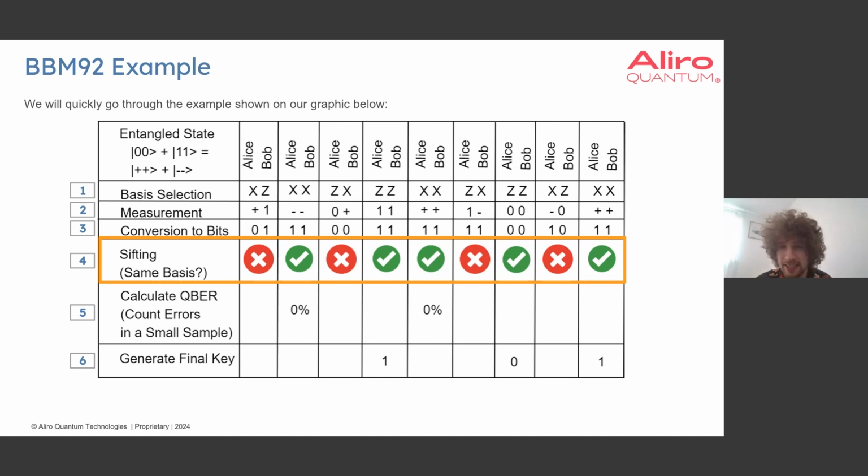Next, Alice and Bob do sifting. They share their choices of measurement bases over a public, authenticated classical channel and keep the bits in which they use the same measurement basis and throw away the bits in which they use different measurement bases. For the first pair of bits, Alice used the X basis and Bob used the Z basis, and so they throw away those bits. For the second pair of bits, Alice and Bob both use the X basis, and so they'll keep these bits. They continue this process for all 9 pairs of bits.